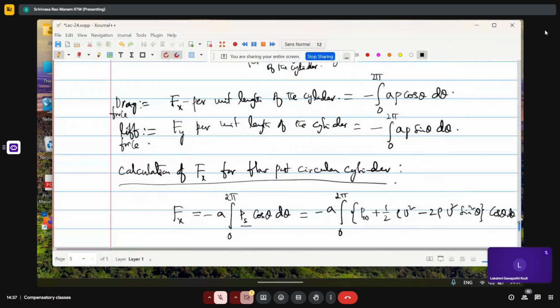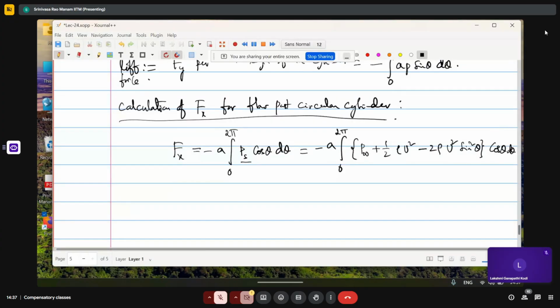So what is this component? This is just a constant. Constant times cos theta, integral 0 to 2 pi, is 0, right? Then sin square theta cos theta, what is the integral? Sin square theta cos theta, you write like 1 minus cos square theta into cos theta. That is cos theta minus cos cube theta.